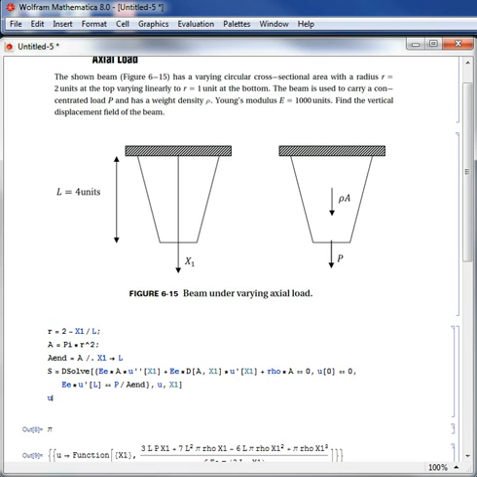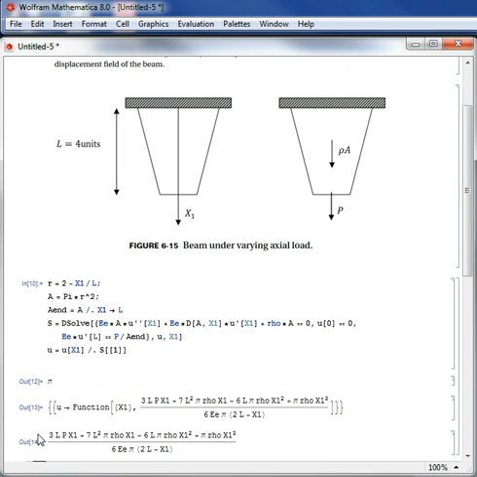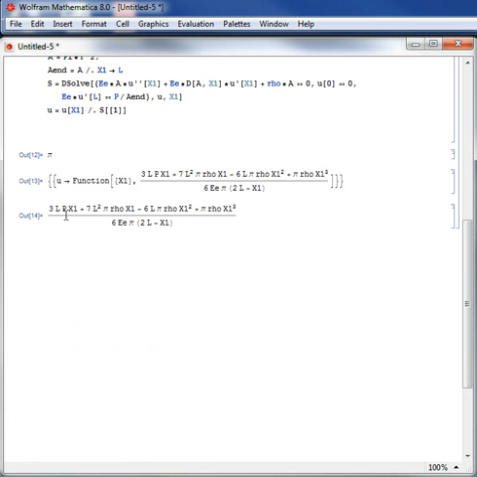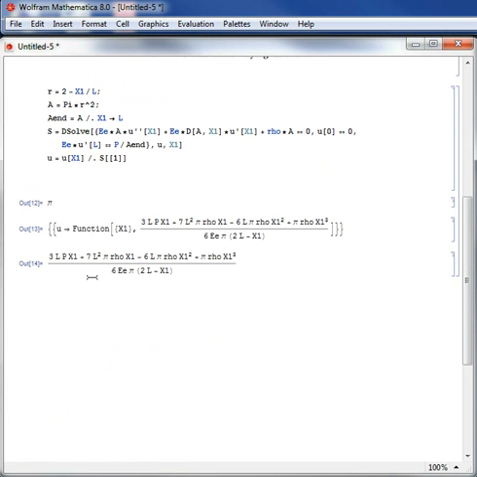I am going to store the solution. I'll call u of x the result once I utilize this solution. Shift enter, and indeed here's the displacement of the beam. And if you compare this, this is exactly the answer that you have in your book.